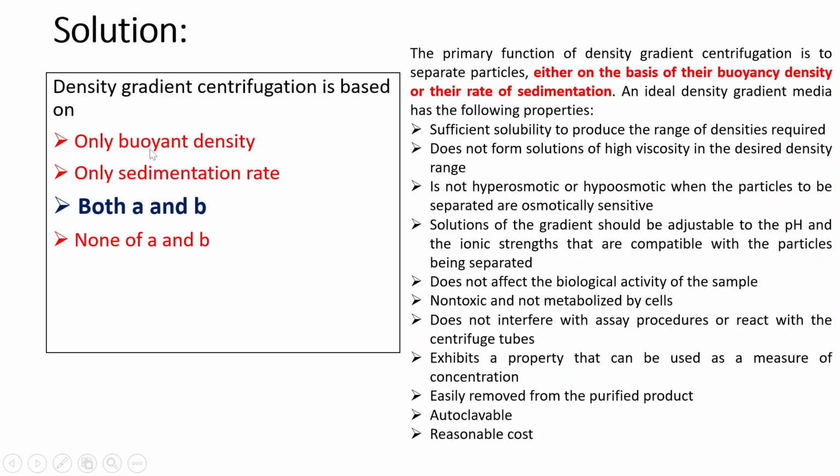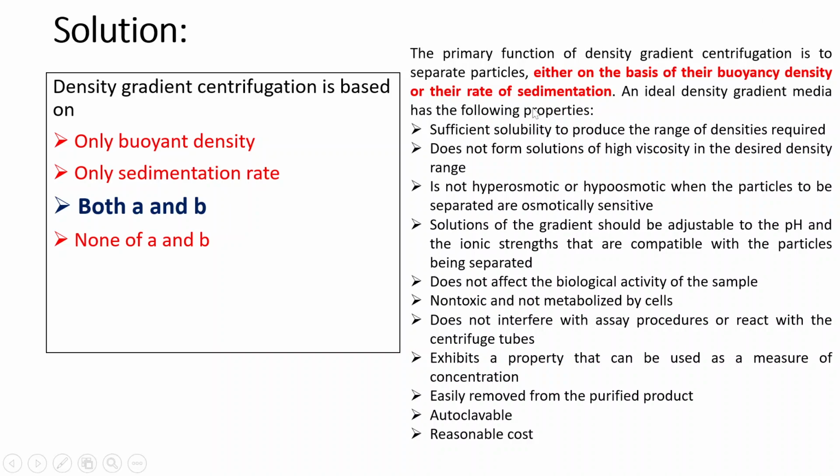That is both buoyant density and sedimentation rate. Density gradient centrifugation is based on the buoyant density and the sedimentation rate. The primary function of density gradient centrifugation is to separate particles either on the basis of their buoyancy density or their rate of sedimentation. An ideal density gradient media has the following properties.